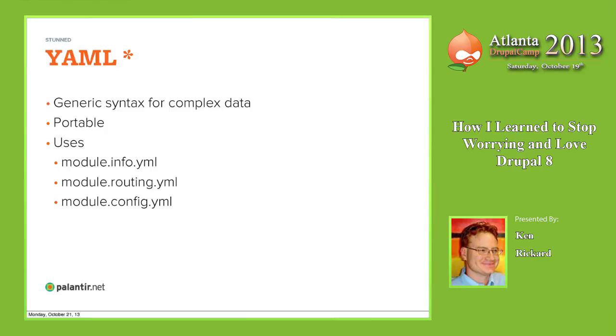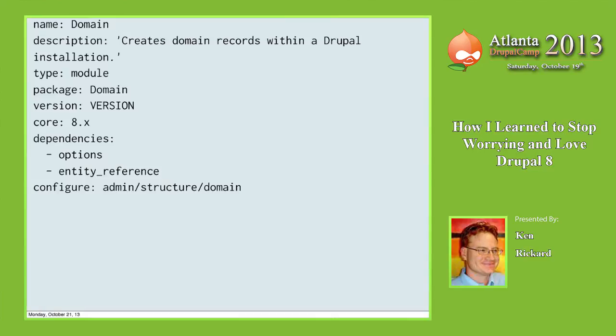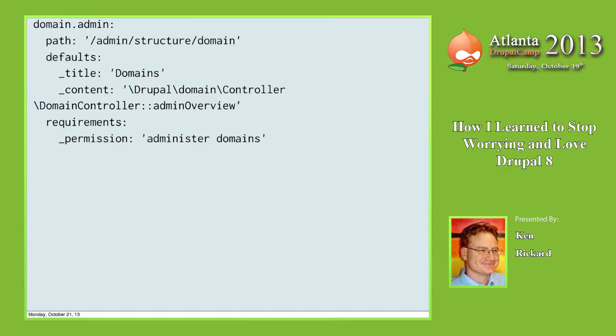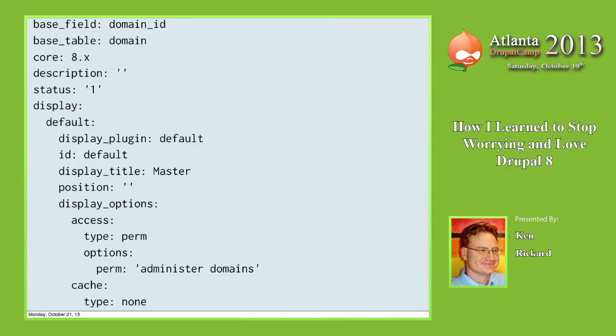YAML, I'll throw this one out there. This is not a PHP thing, but we're replacing a lot of our custom code with YAML. YAML is yet another markup language. It is a human and machine readable pattern for defining things. One of the first things we used it for was to rip out module.info files. Those are now module.info.yaml files. They're also used for routing, which is fun. They're also used in configuration, and I'm just going to stop here.